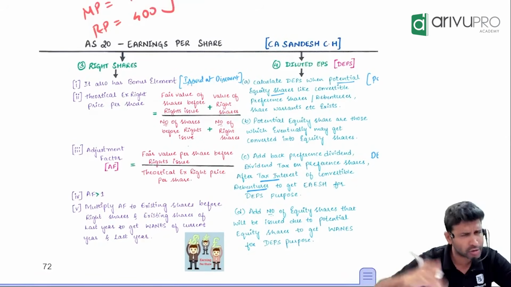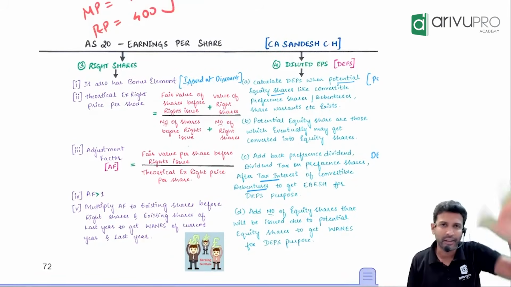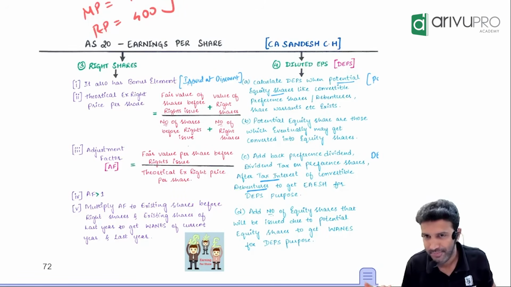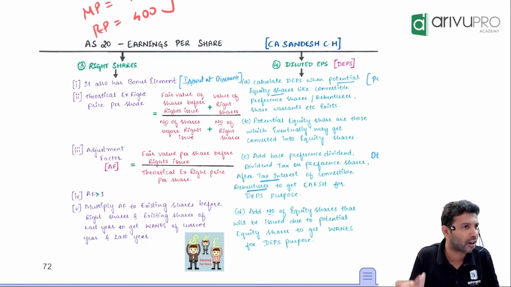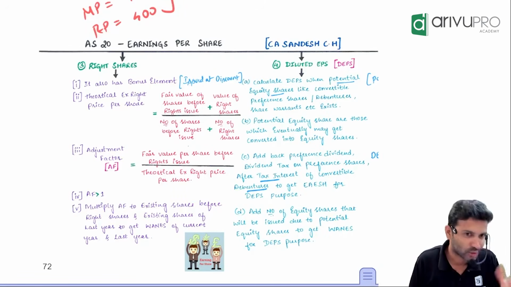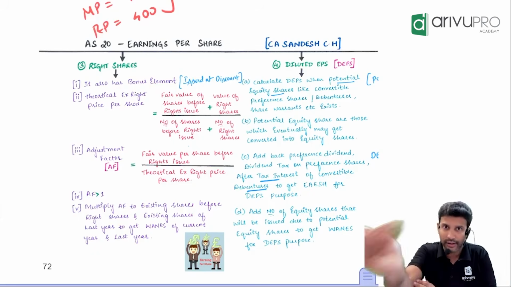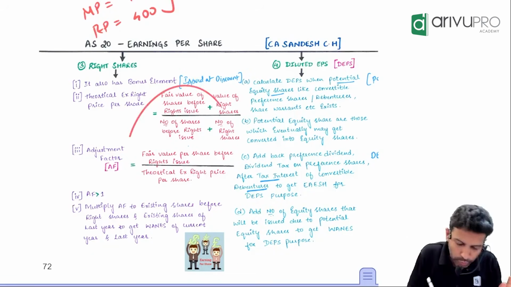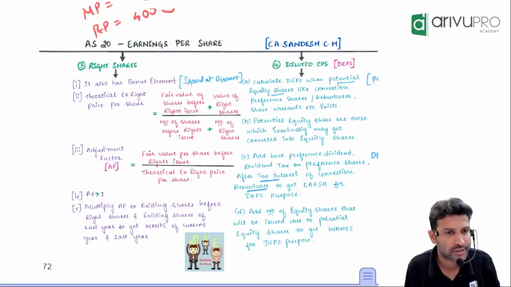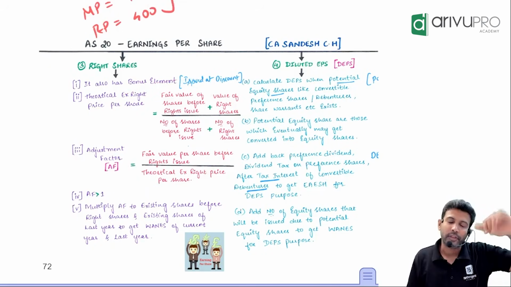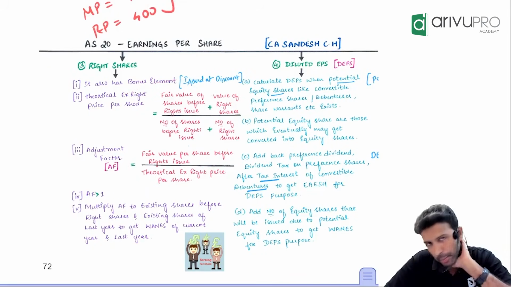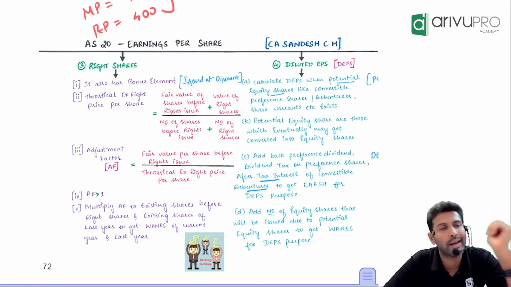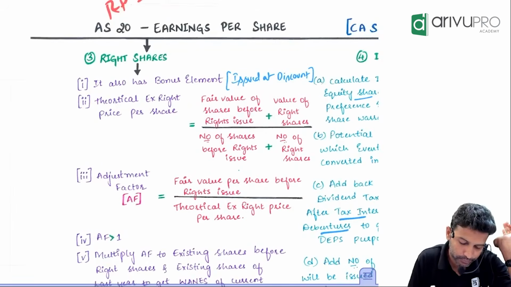Okay, without the formula also you can get the answer, but if you write that method, maybe you'll get 0 marks. The answer will match, but the invigilator will not understand what you did. So I just told it for your reference, but these 2 formulas you need to remember for right shares. The first formula is the theoretical ex-right price per share.